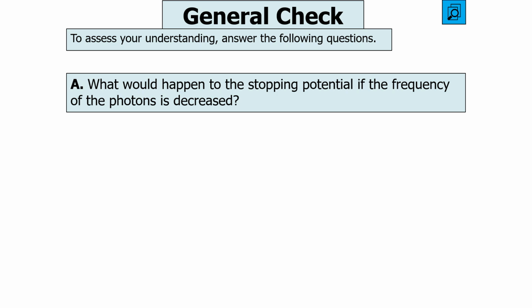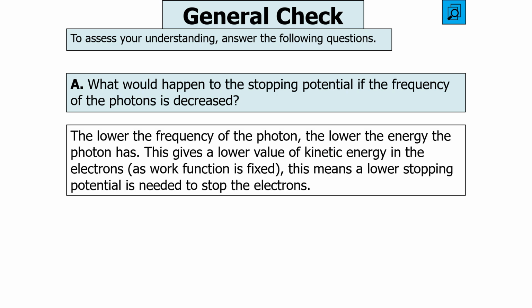So, pause the video now, unpause the video when you want to go through your answer. Right, so the lower the frequency of the photon, the lower the energy the photon has. This gives a lower value of kinetic energy in the electrons as the work function is fixed. This means a lower stopping potential is needed to stop the electrons.